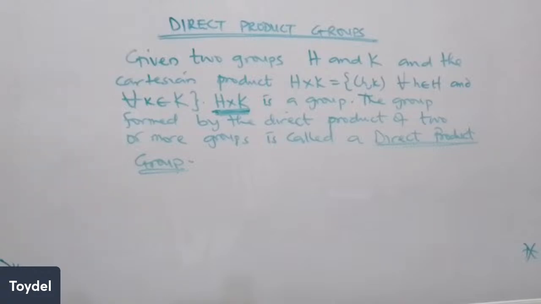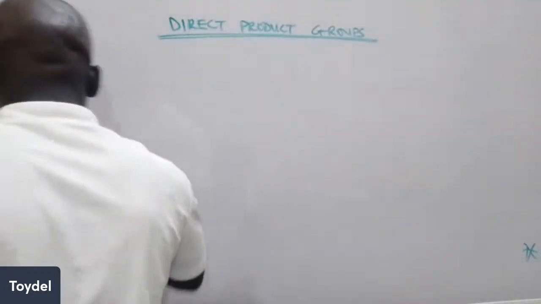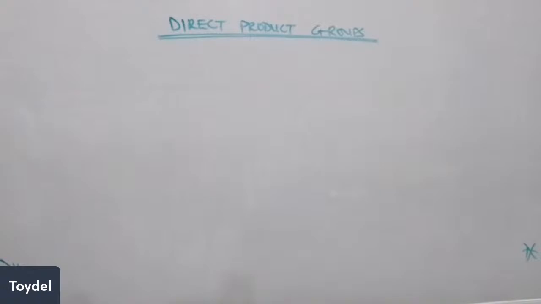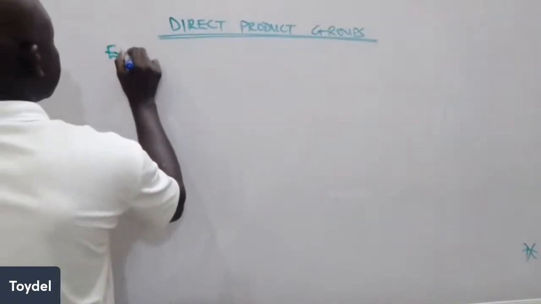So I want to give an example now. I want to use an example to explain this direct product group very well.